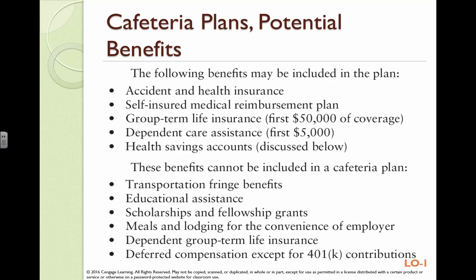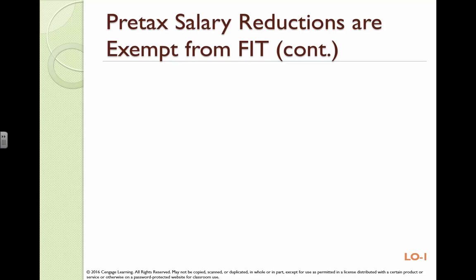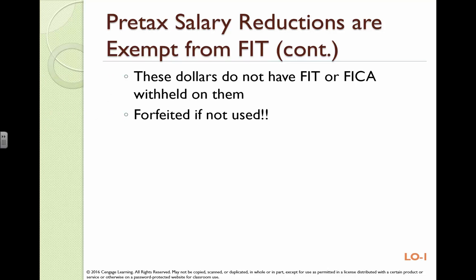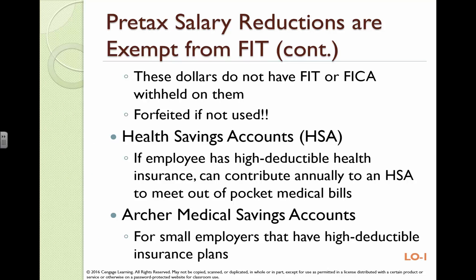Okay, so what kinds of things can be included in these plans? Your insurance, your medical reimbursement, group life, this is that first $50,000, dependent care assistance, right? This is your daycare, health savings accounts. The kinds of things you can't put in a cafeteria plan are the non-taxables that we talked about, the transportation, the education. You don't need to memorize this slide. What I want you to know is how to make these work.